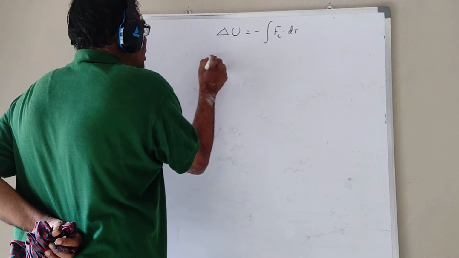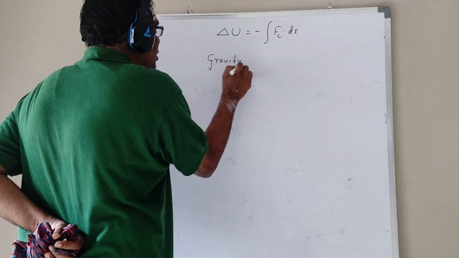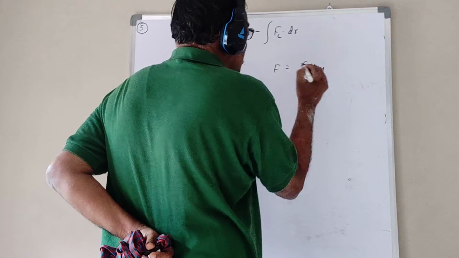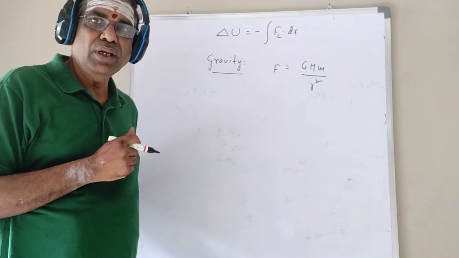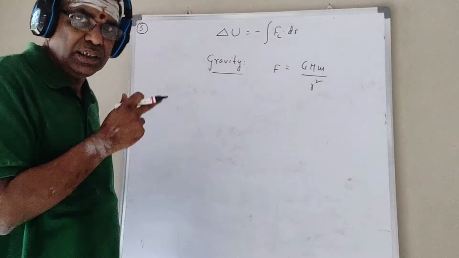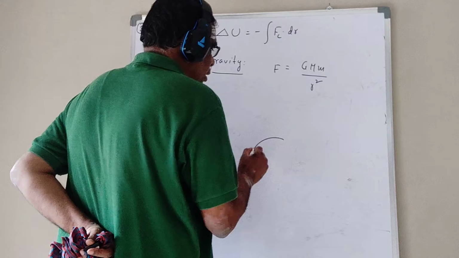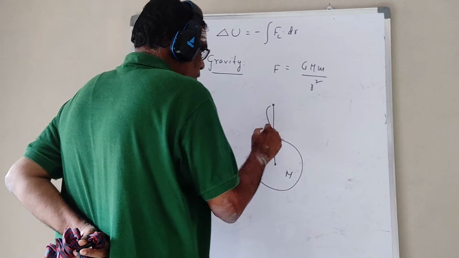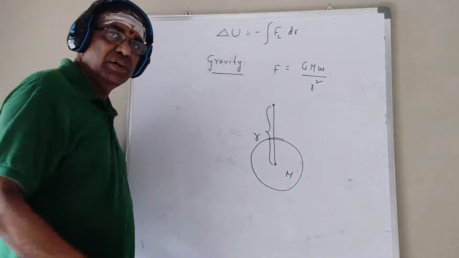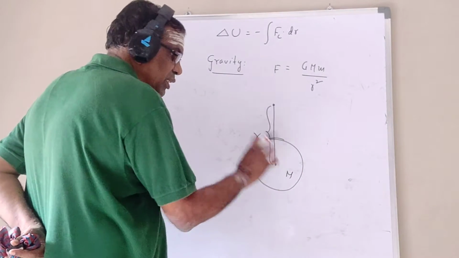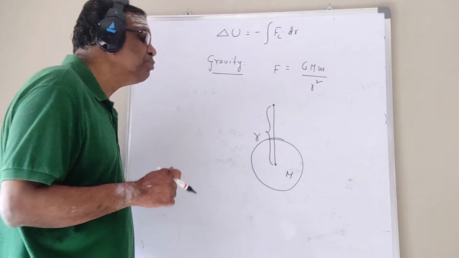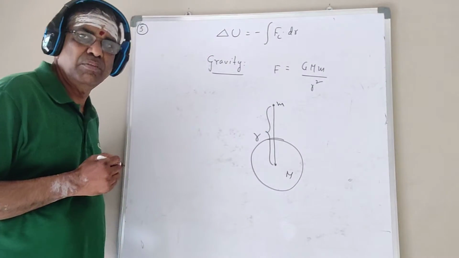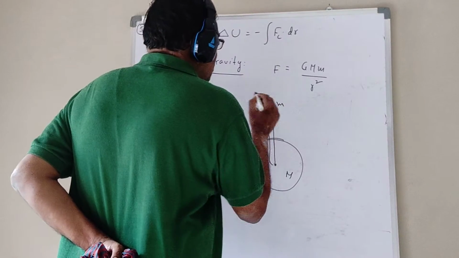Now, in the case of gravity, what is F? F is equal to GMm by r square. That is the gravitational force, and here M is the mass of the planet. This small r is the distance from the center. The whole body is treated as though it is a point mass because of spherical symmetry. A point you will understand much later. And I am placing a small body m over there.